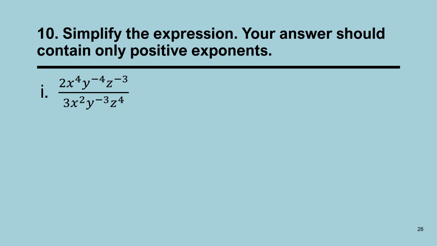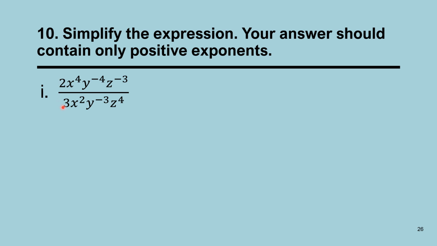This is our most challenging problem so far. We've got a lot going on here, so let's just read the problem. It says 2x to the fourth, y to the negative fourth, z to the negative third, and then 3x squared, y to the negative third, z to the fourth.